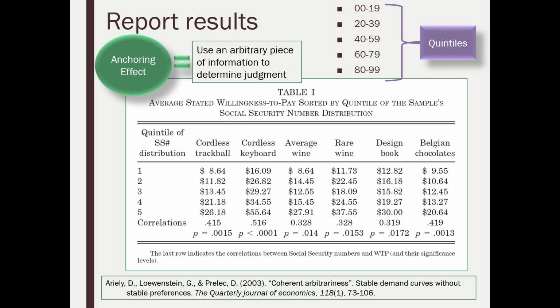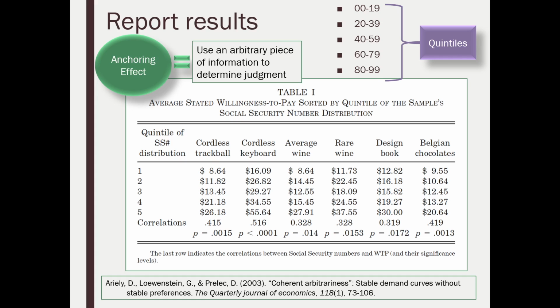Ariely interpreted it through what's known as the anchoring effect. I think our textbook calls it the anchoring heuristic. But the anchoring effect is when we use an arbitrary piece of information to help us to determine our judgment, especially in the face of ambiguous information. Like, how much am I willing to pay for a cordless trackball? I don't know. How much does one even cost? I have no idea. Like, I clearly don't use a cordless trackball because I don't even know how much they're worth, right? So I literally have nothing to go on to decide how much I'm willing to pay. And so the argument is that we will use the 2-digit number that we wrote down as an anchor for helping us to set up a response.